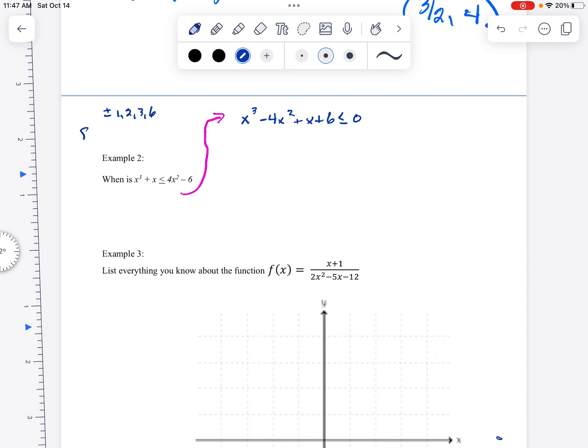Here's my possible zeros. Let's do f of 1. Well, I already know f of 1 is not going to work. 1 minus 4 plus 1 plus 6 is definitely not 0. Let's plug in negative 1. That would give me negative 1 minus 4 minus 1 plus 6. That gives me a 0. So 1, minus 4, 1, 6. My 0 is negative 1. Let's divide that out.